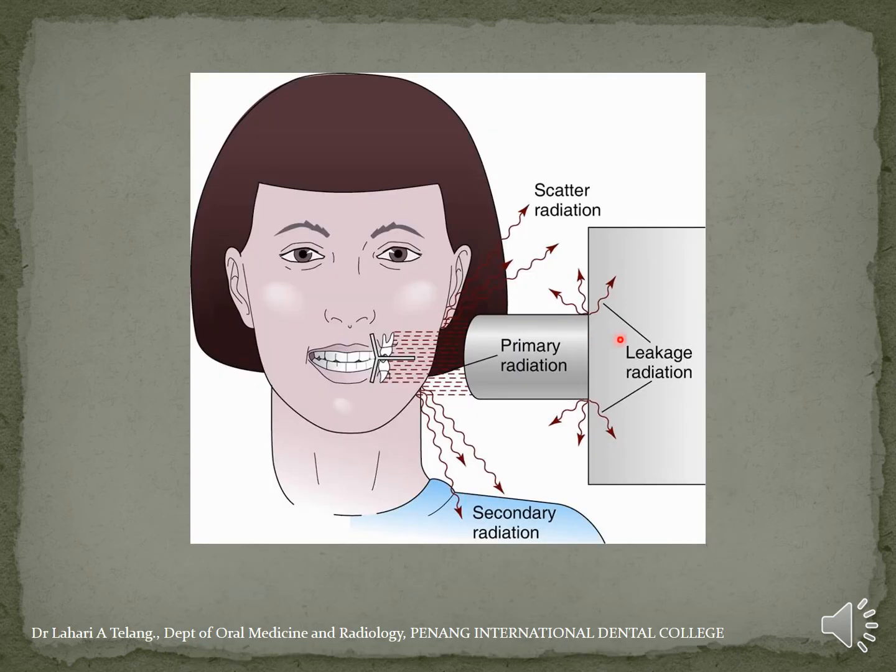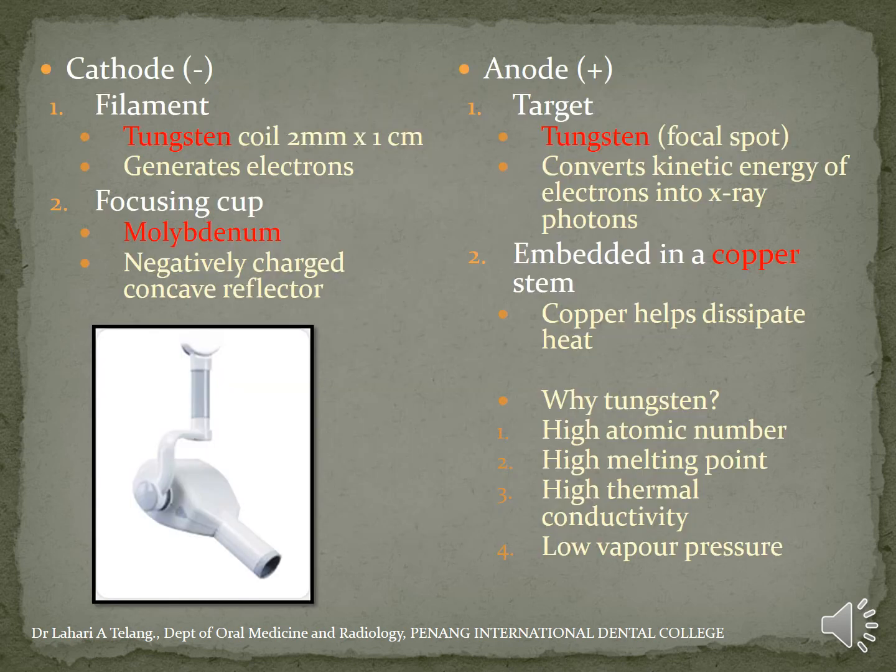This is an image to show you how radiation is produced. This is the tube head or the X-ray machine head, and the radiation comes out from the X-ray machine, strikes the tooth and hits the film which is inside the mouth, and during the process a little bit of scattered radiation and secondary radiation is also produced.